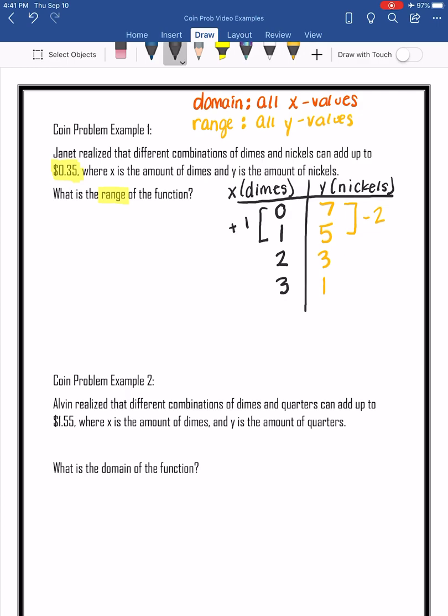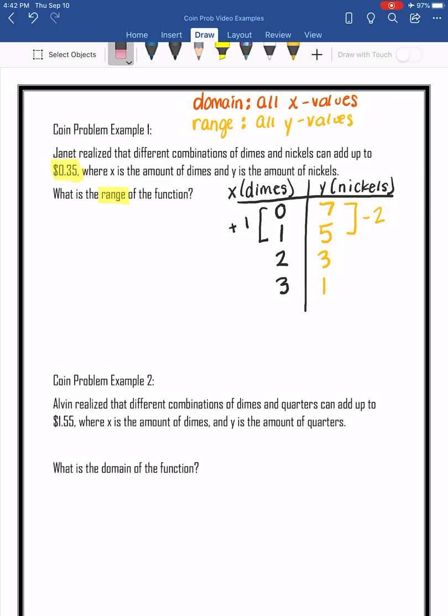Can we go any further? Let's see. If I go up here, that's 4 dimes. Let's think about that. We're only trying to get 35 cents. 4 dimes is 40 cents. So that's not going to work. So this is it. This is where we stop.